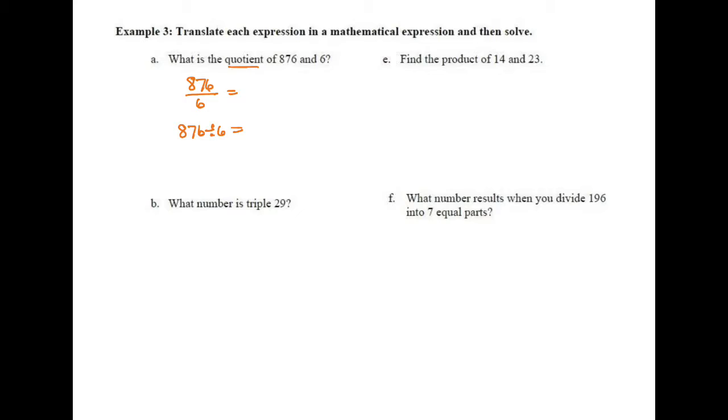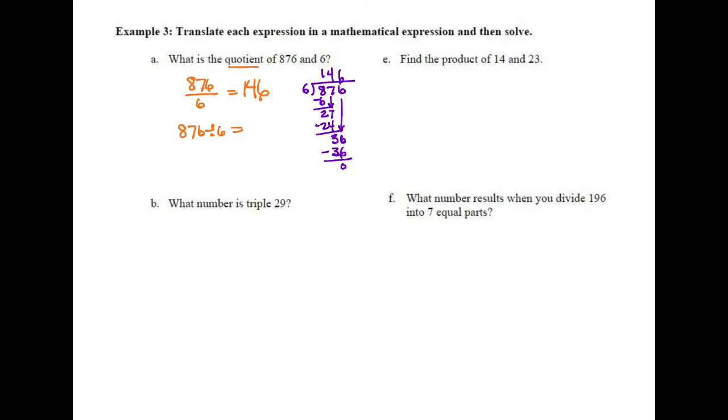So 876 divided by 6. Your divisor goes on the outside, and 6 goes into 8 once. Subtract, bring down your 7. 6 goes into 27 4 times, with 3 left. Bring down your 6. And 6 goes into 30 evenly 6 times. So this is equal to 146.